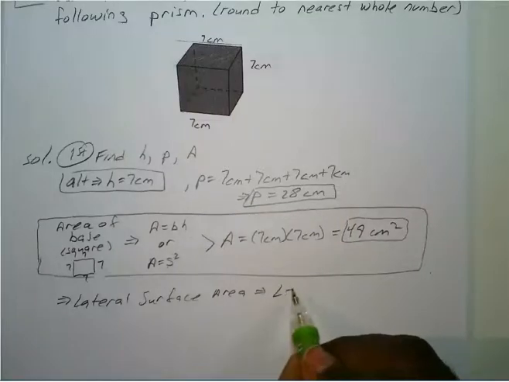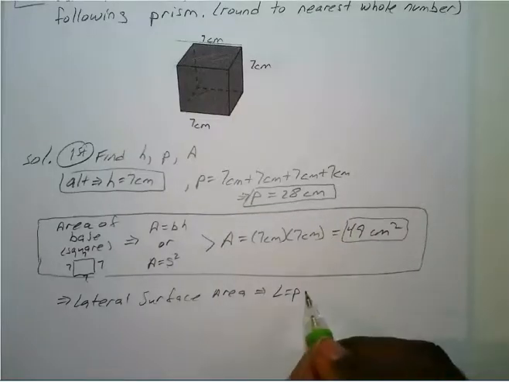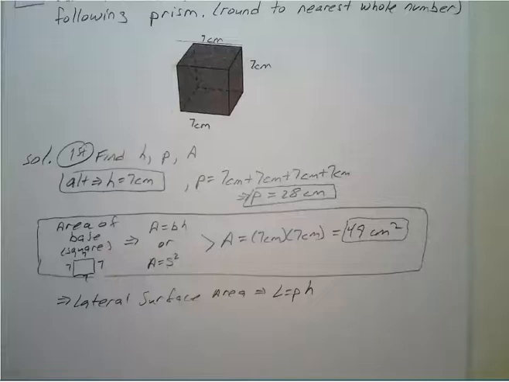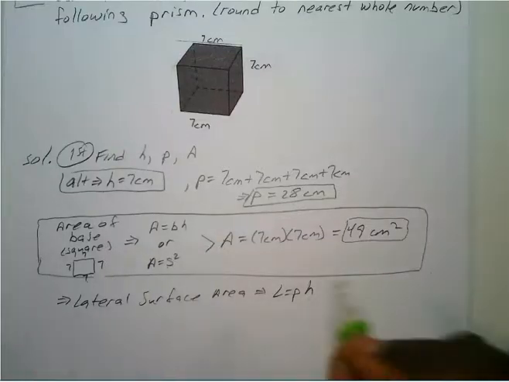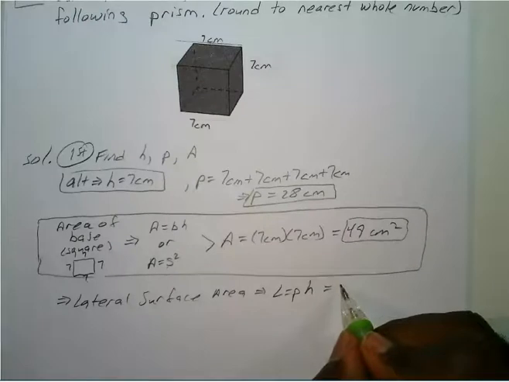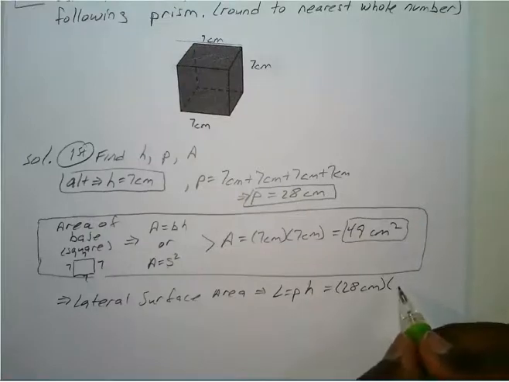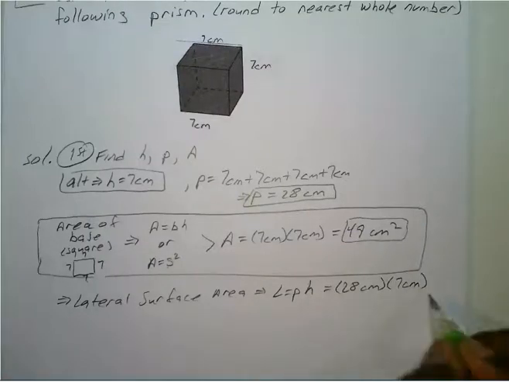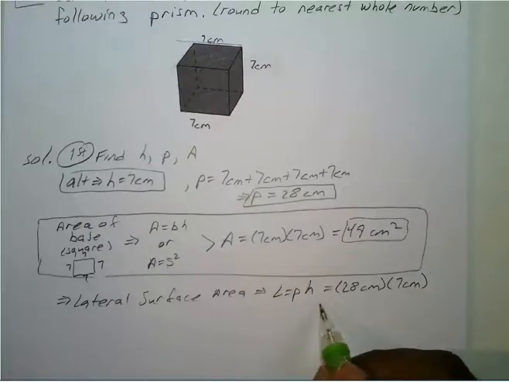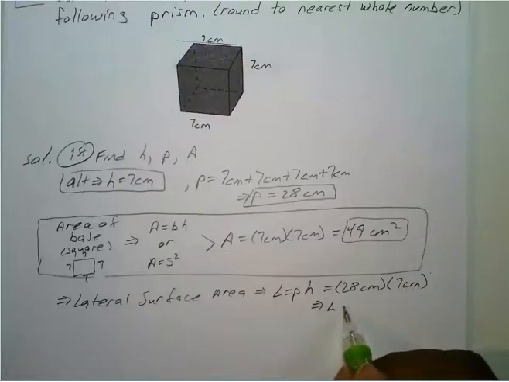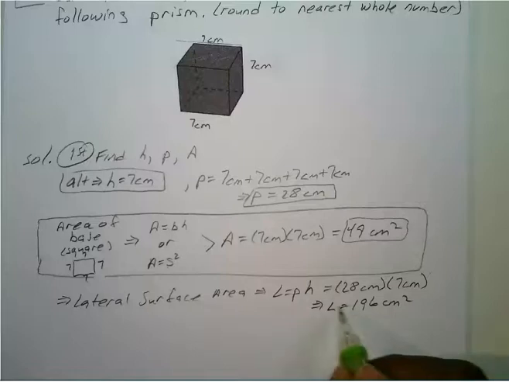L is equal to the perimeter of the base times the altitude. So the perimeter of the base is 28 centimeters times the altitude, which is 7 centimeters. That means our lateral surface area is going to be 196 square centimeters.